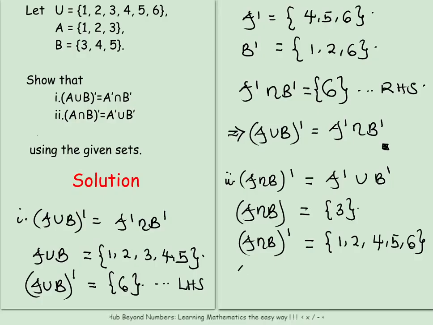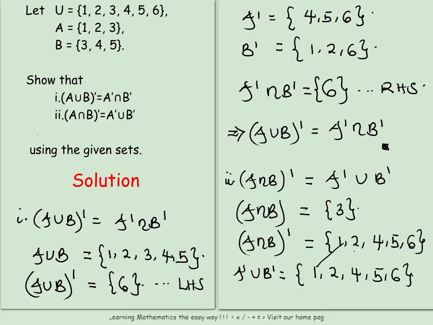For the right hand side, we want the complement of A and the complement of B. And as a matter of fact, we already have them over here. So we have the complement of A and then the complement of B. And if you want their union, then A prime union B prime is going to be equal to 4, 5, 6. So if you want us to write it in order, then it's actually 1, 2, 4, 5, and 6.